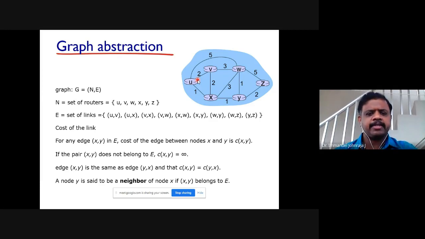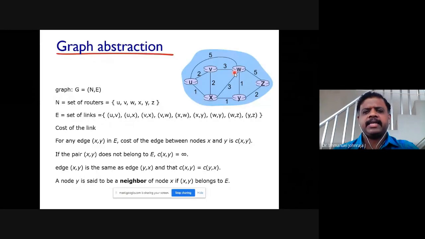A node is always denoted by a symbol, maybe U, V, W, X, Y, Z in this example, and a link, or an edge, is always denoted by a pair. For instance, if I say VW, it means VW is an edge. In other words, in computer networks, it is a link. So VW is an edge or a link. That is what you can see on the left hand side. N, that is a node.